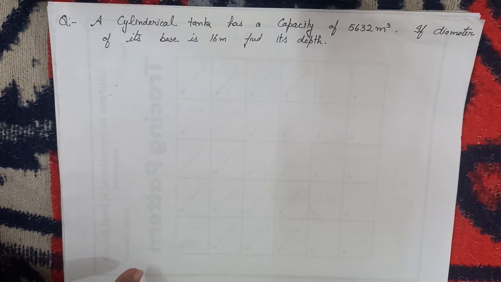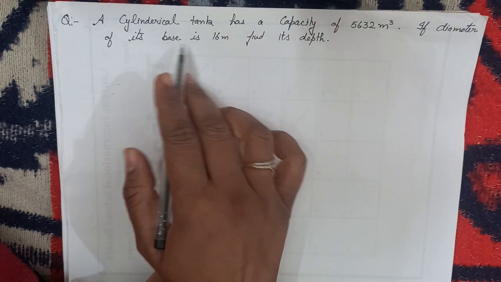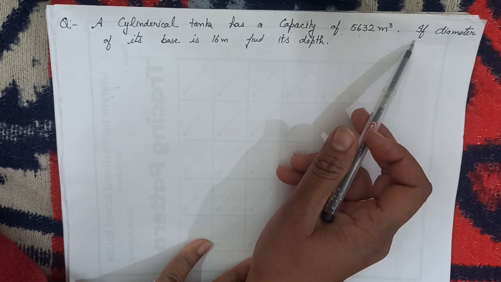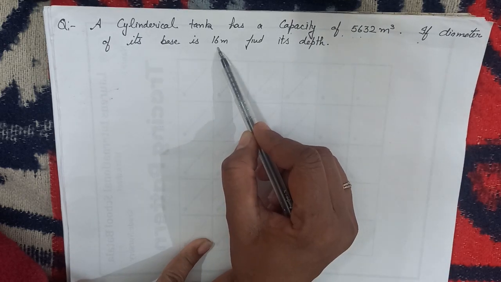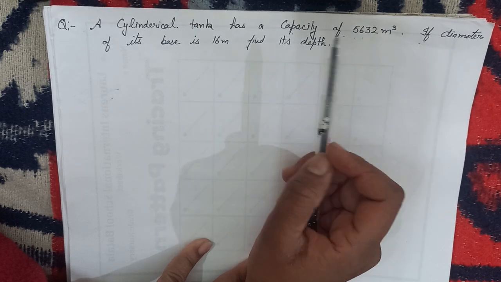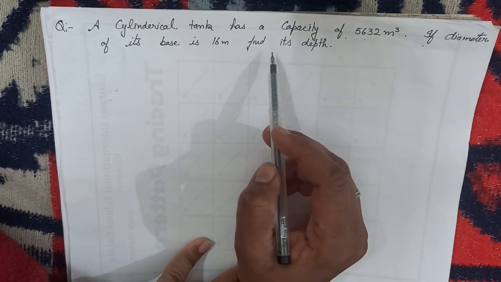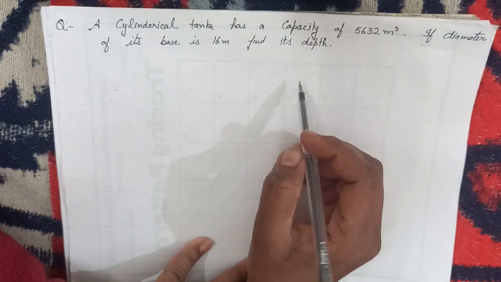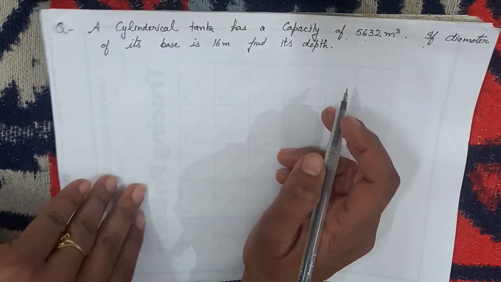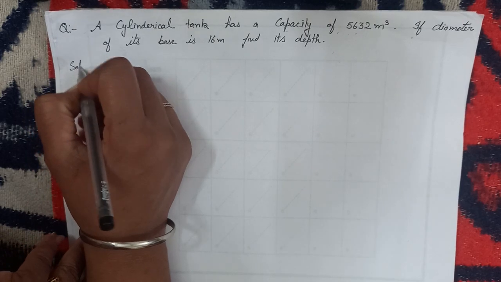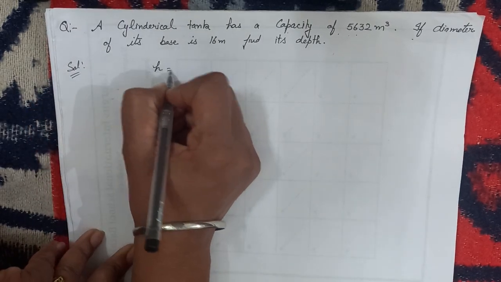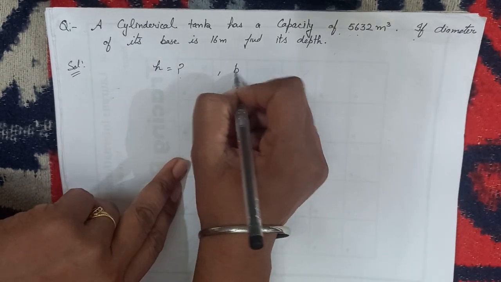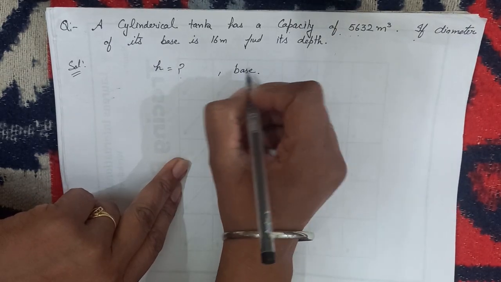Yes, now there is another problem. A cylindrical tank has a capacity, which means the volume is given, and the diameter of the base is also given. Both are in meters, so no issues of changing the units. We have to find out the depth. Depth means we have to find out the height of it. Now let's do it. Now the height we have to find out, and the base diameter is given.